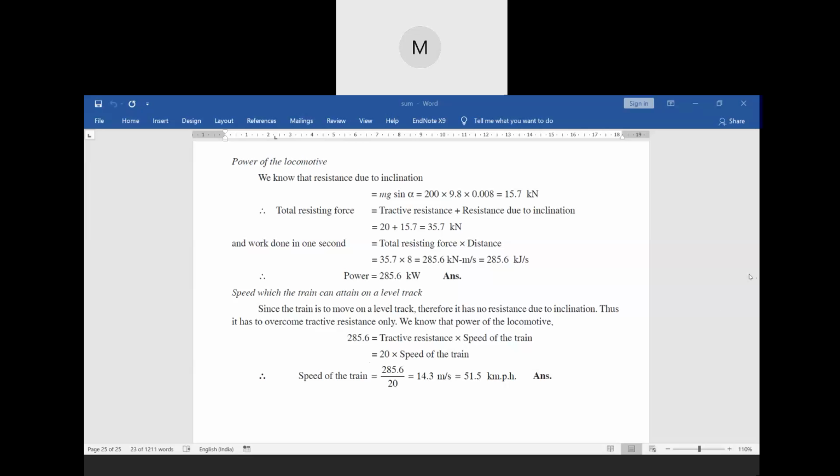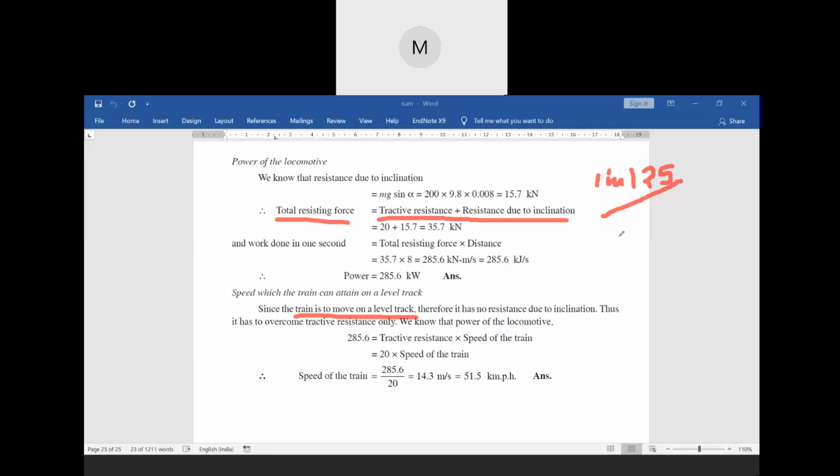So if you can see here, this resisting force. Now, the second part is given what? The train is moving on a level track. Level track means what? In the first part, we just found out resisting forces, what? Tractive resistance plus resistance due to inclination. Because the train was moving with a gradient of slope 1 in 125, right?